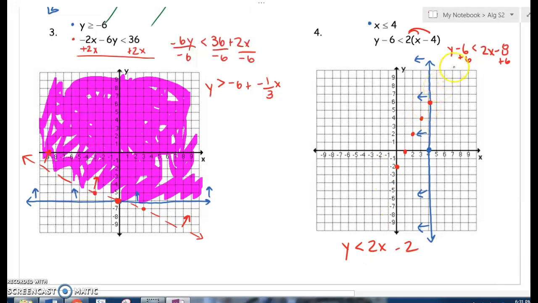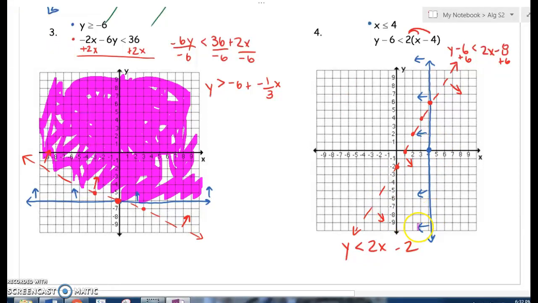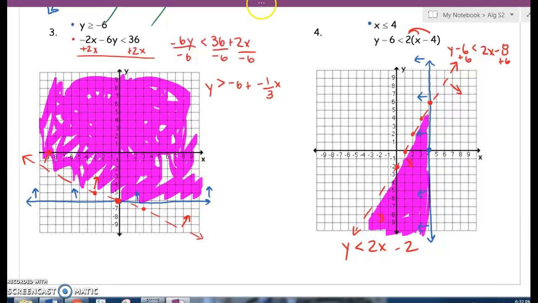It's less than, which means it is a dashed line. So you connect it with a dashed line. And then less than means you shade below. So it's got to be below this red line and to the left of the blue line. So the area where that's going to meet both requirements is everything in here. That's below the red and to the left of the blue line. So anything in this shaded area is part of the solution set. All right, hopefully this is making sense to you.